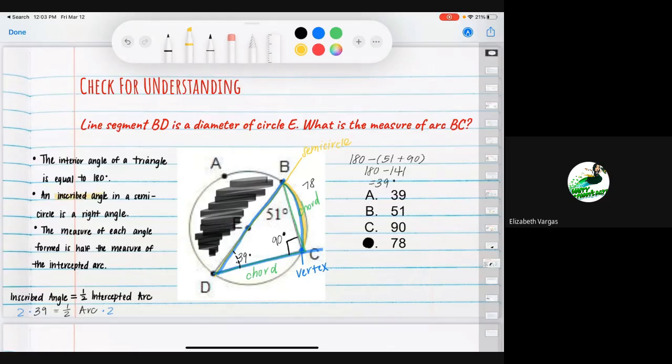The inscribed angle, not that one. The measure of each angle formed is half the measure of the intercepted arc. So 39 times 2 would give me 78. Okay. So we use information both about what we know about triangles in this one and what we just learned about circles.